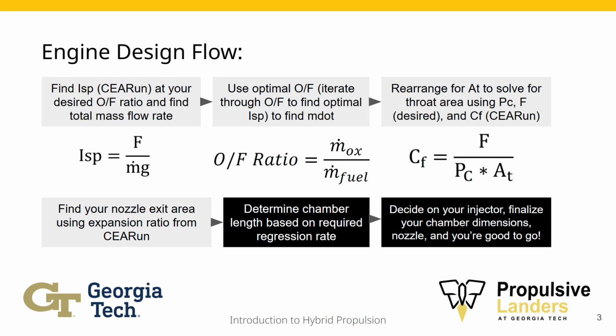Following that, you want to decide on your injector. Shorter engines, you might prefer ones like swirling injector. For longer engines, you want to go for showerheads. You finalize your chamber dimensions. So previous step, you would have determined the length, and then you finalize your nozzle, taking some engine design considerations like where you're going to put your pressure transducers, do you need any liners, things like that, and you should be good to go.